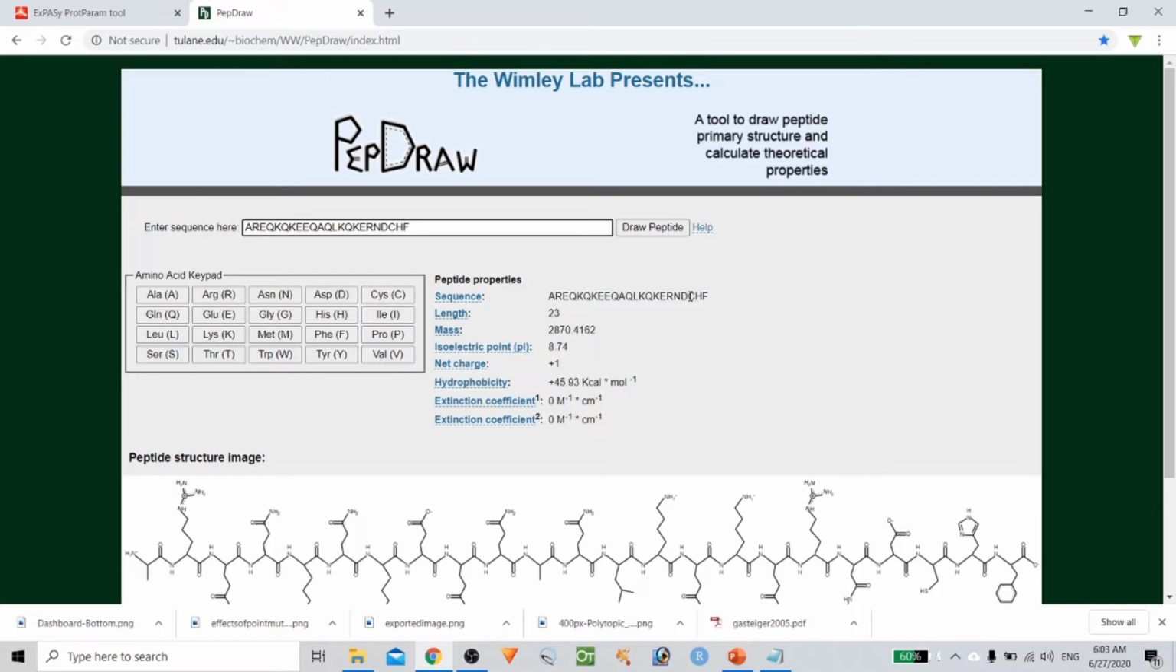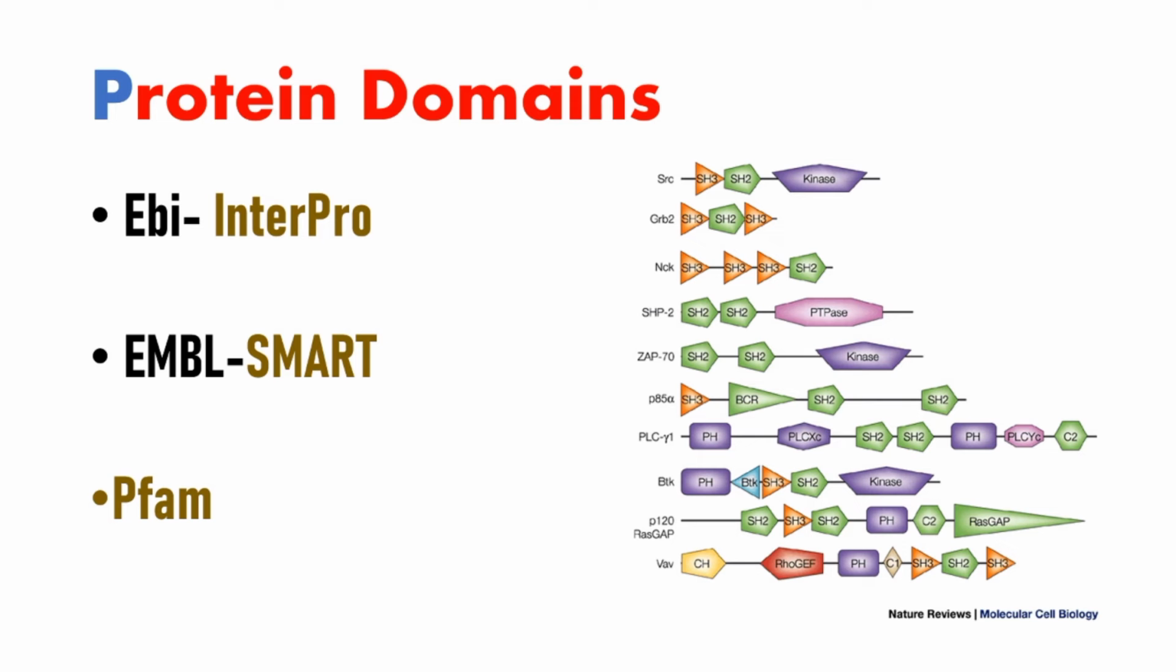Now let's go back and check the second tool, prediction of domains in the proteins. Here we have three different tools. One is InterPro, the second one is SMART, and also Pfam. These are the three various tools we are going to use to identify the domains of the protein.